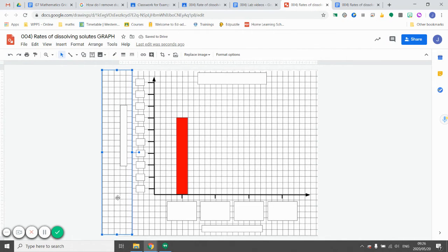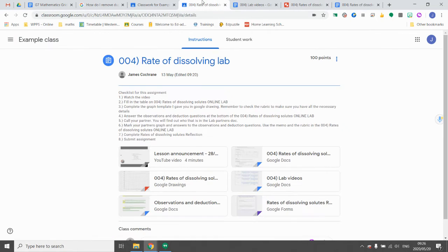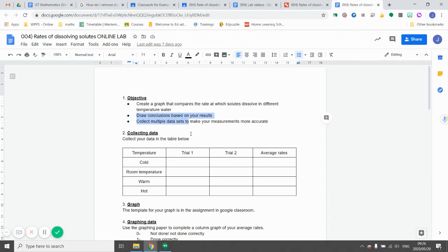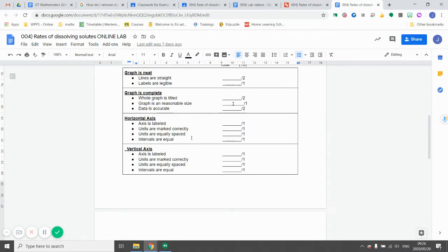But this bar graph doesn't tell us all the information we need. I'm not going to tell you all that information because I've already written it down. We go back to this document, and over here is a rubric that I give you to check your work, okay?